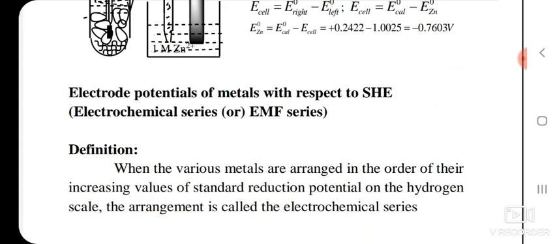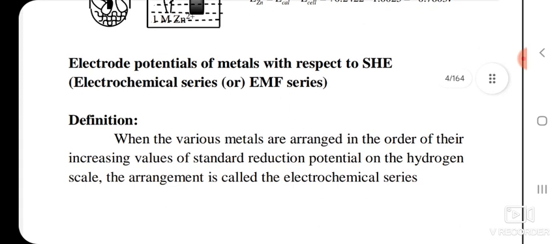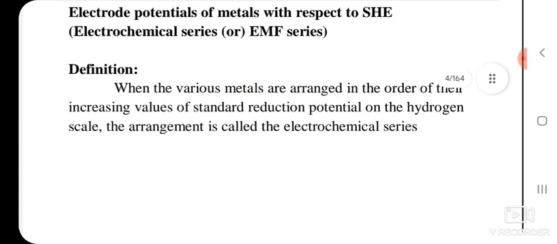Electrode potentials of metals with respect to SHE: electrochemical series or EMF series. Definition: when the various metals are arranged in the order of their increasing values of standard reduction potential on the hydrogen scale, the arrangement is called the electrochemical series.